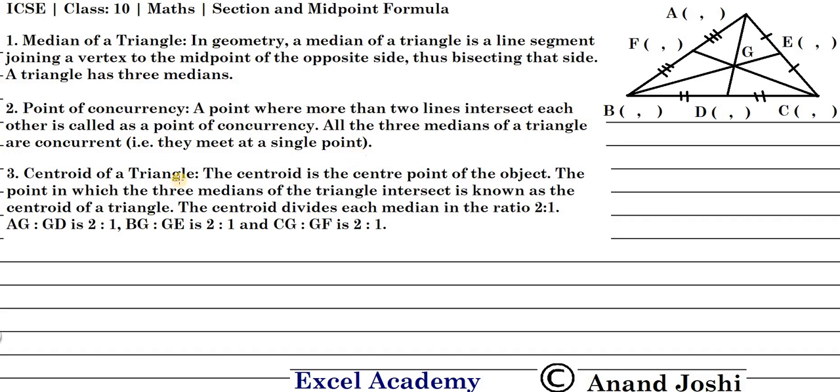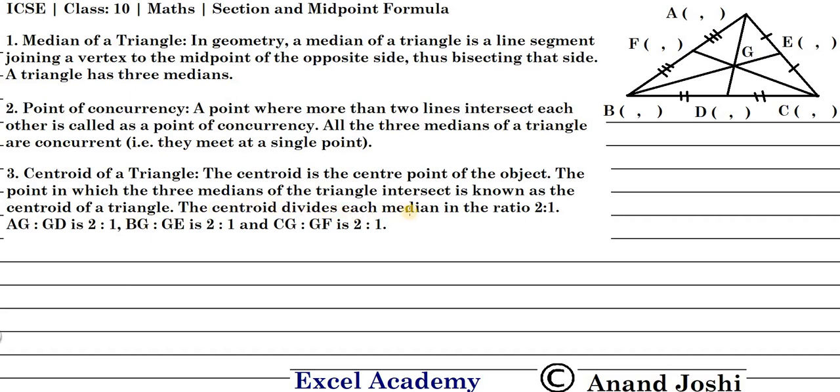All the three medians of a triangle are concurrent. That means they meet at a single point. And that point of concurrence is nothing but the centroid, right? So let's define the centroid of a triangle and its property. The centroid is the center point of any object. The point in which the three medians of the triangle intersect is known as the centroid of a triangle. So centroid of a triangle is a point of concurrence.